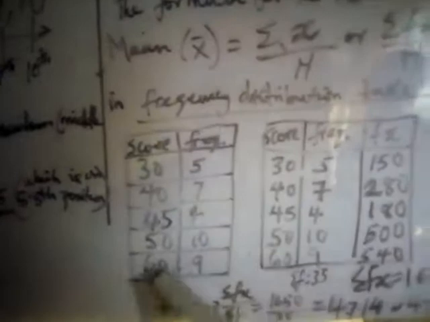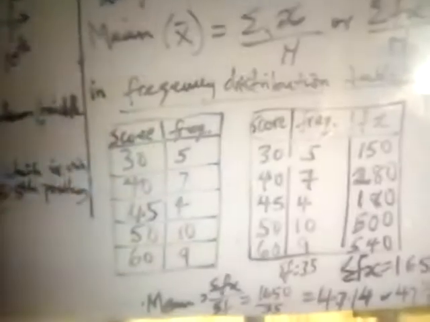That's why you have frequency to be 5. 30 appears five times, 40 appears seven times, 45 appears four times, 50 appears ten times, and 60 appears in that set of data 9 times.